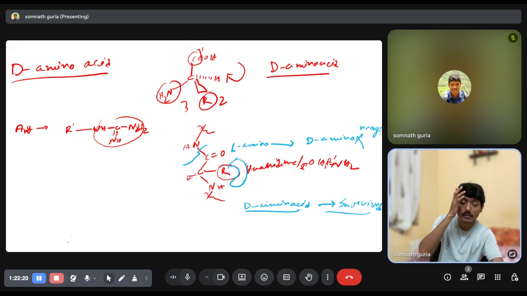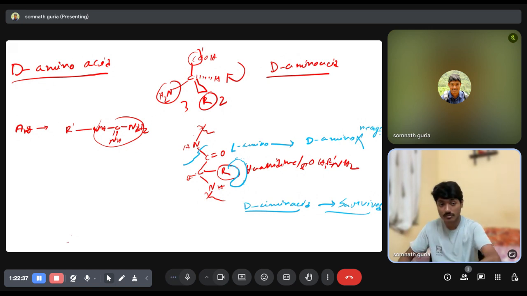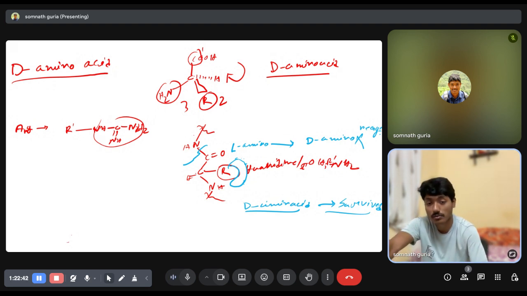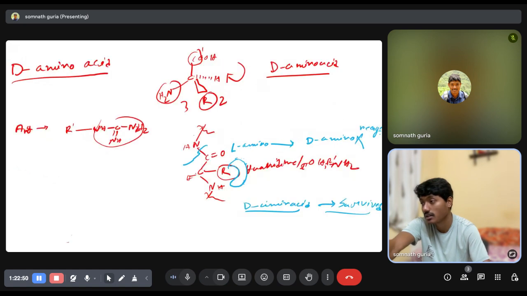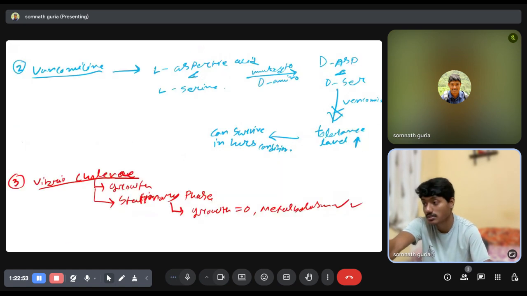a peptidase or some antibacterial reagent, where some bacteria can survive, because that bacterial cell is made of some defined amino acid which will not be affected by this antibacterial reagent. This happens because of the mutation of the bacterial cell. So these are some examples: vancomycin and the peptidase enzymes.